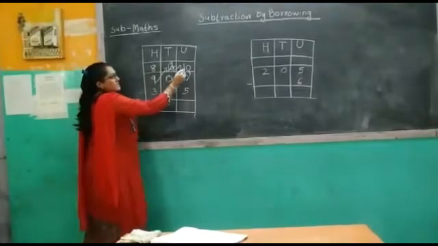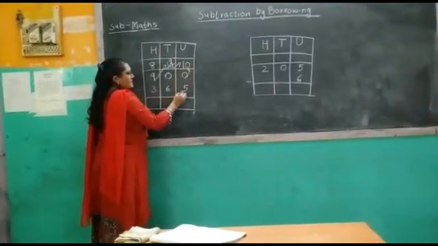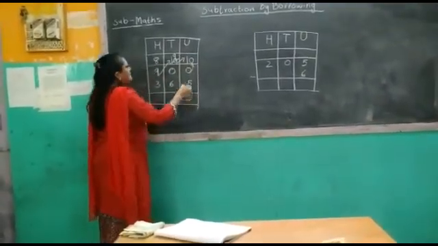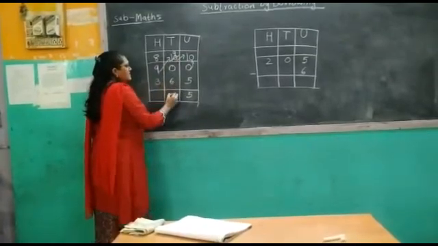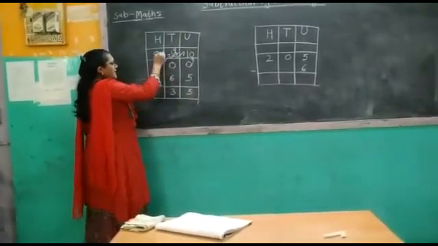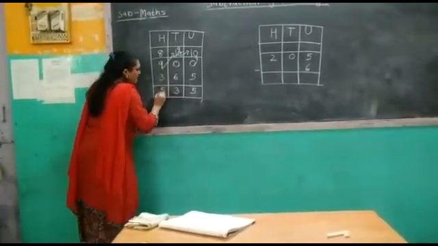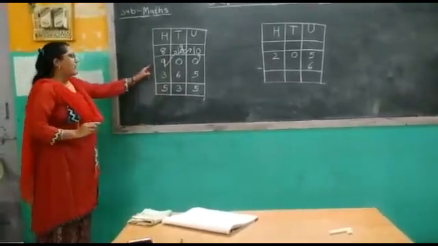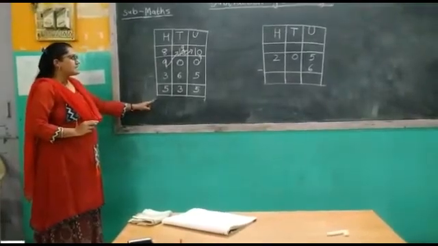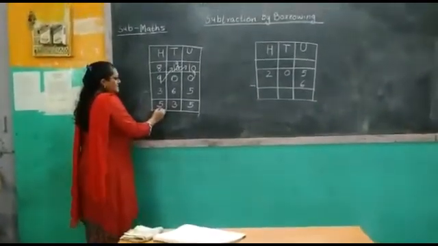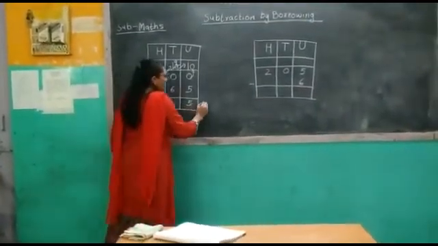So first we will subtract 10 minus 5, then 9 minus 6, 3, and 8 minus 3, 5. So like this we have to subtract this number, and your answer is 535.